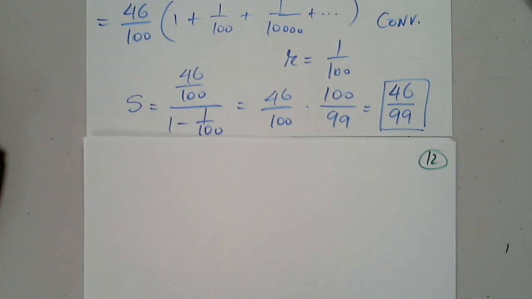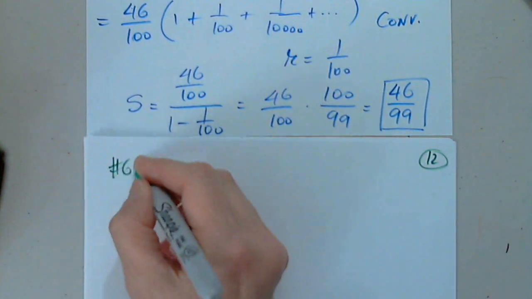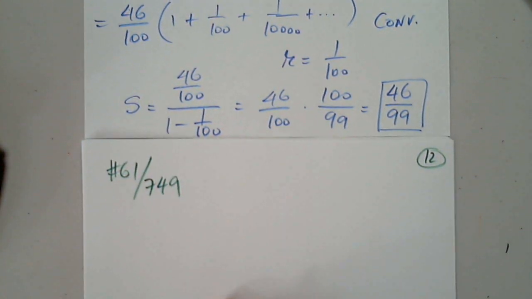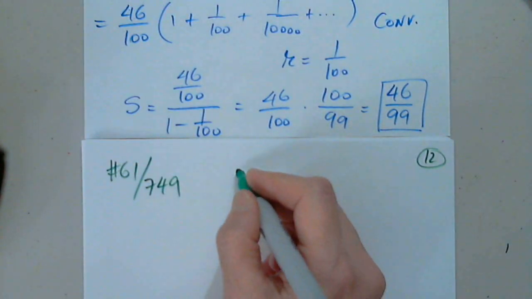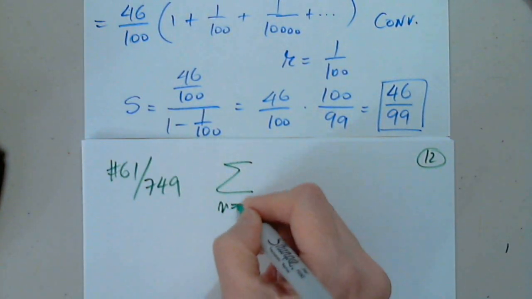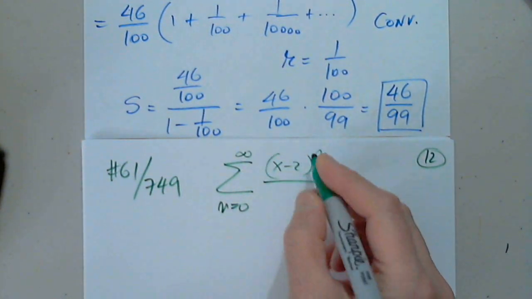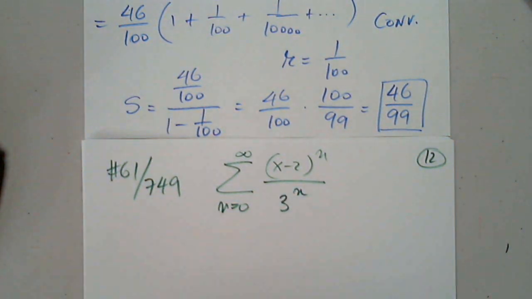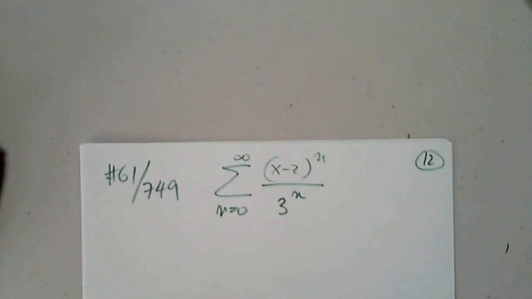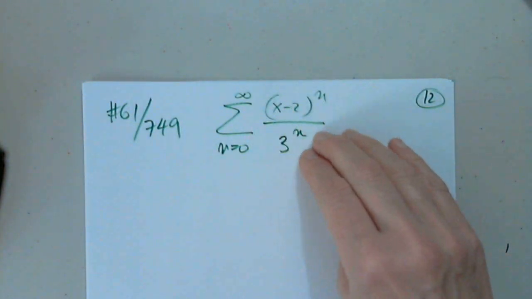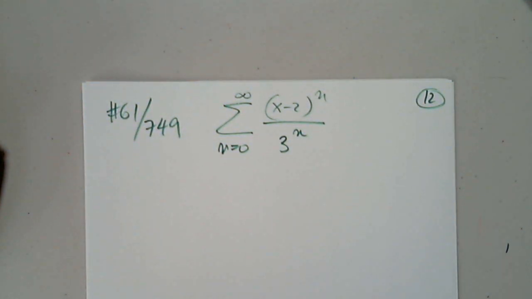One more example let's look at, 61, and this is on page 749. So this is a very important type of example. Find the values of x for which the series converges, and then find the sum. So we have the sum from n equals 0 to infinity of (x minus 2) to the nth power over 3 to the nth power. They ask us to find x for which this converges and also find the sum.